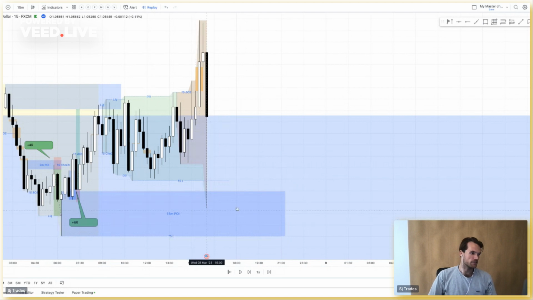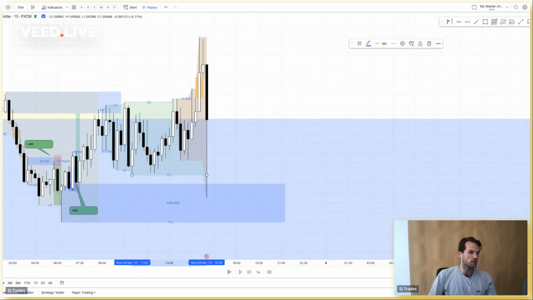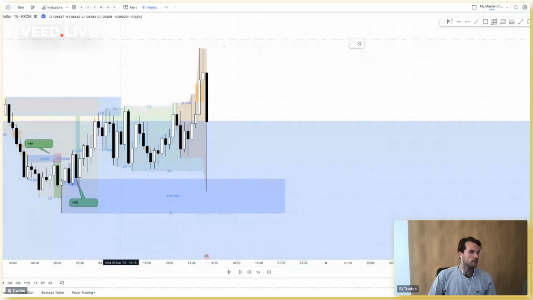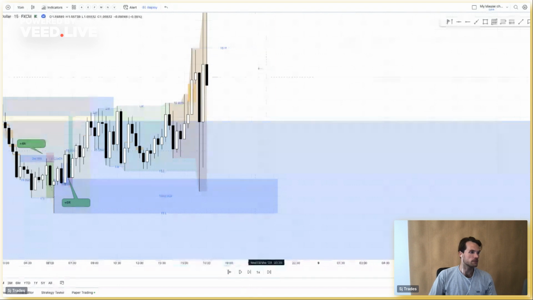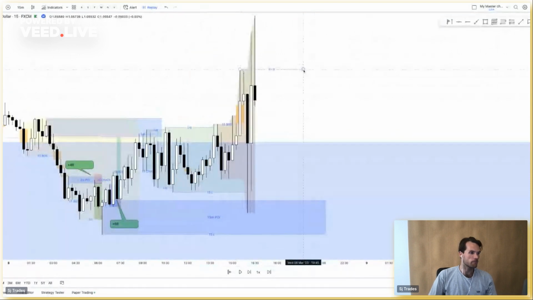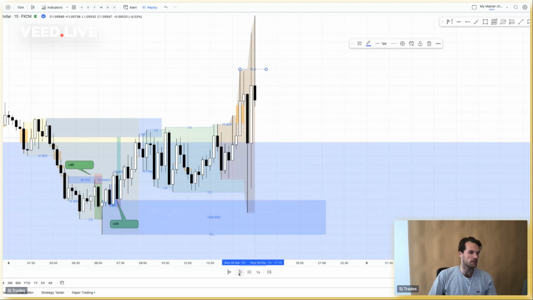Interesting that we tapped into this 15-minute demand. Broke the high, broke here, swept the lows by the looks. This is our high, well, depending on how this candle closes. Oh, okay. We've got wicks, wick breaks, liquidity, swept the lows, swept the highs. Let's see what's next.